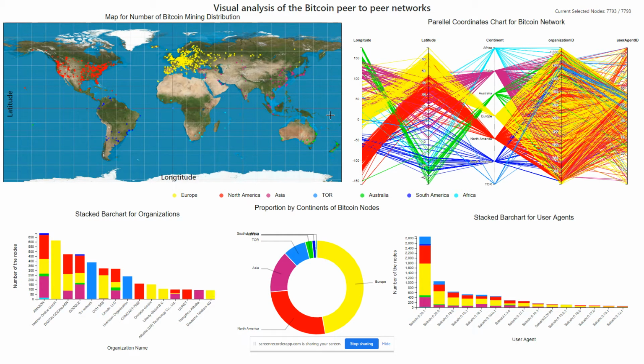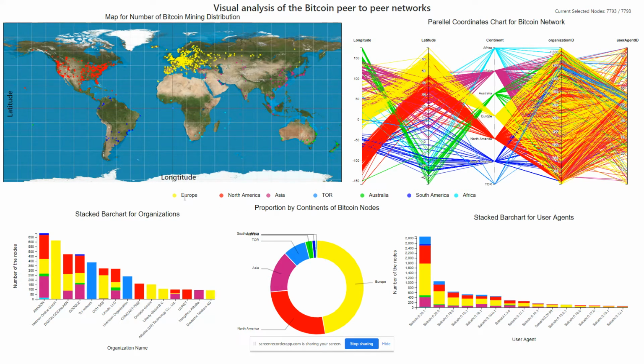Quick overview of our dashboard. We have a map featuring the geographic location of each node by their latitude and longitude. We have a parallel coordinate plot to represent all the multi-dimensional data, a pie chart for the nodes proportional to their continent, and two stacked bar charts for organization and their user agent.